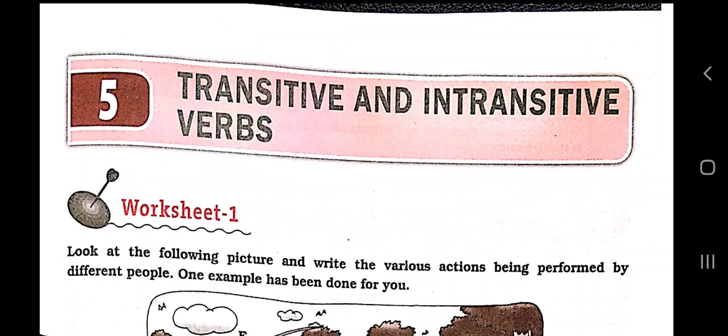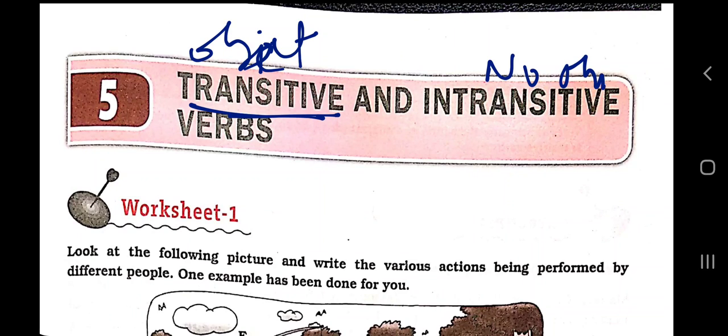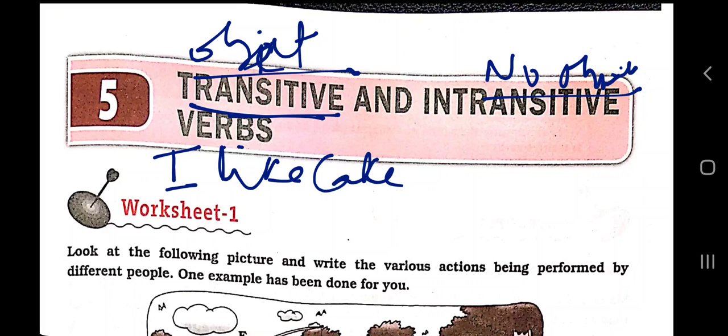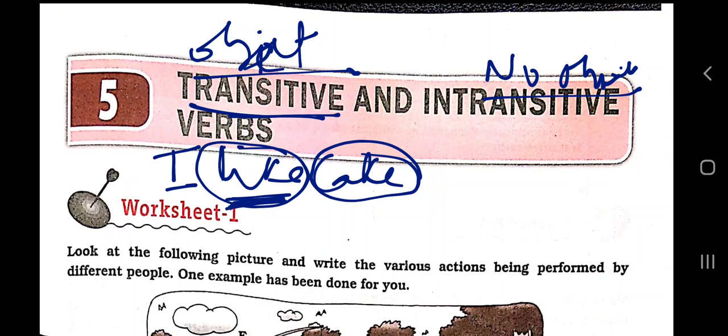And before that, let's do one example of a transitive verb. As it is said, there is a requirement of an object. There is an object in the sentence, whereas in the other there is no object. Now what do you understand by object? The object receives the action of the verb. Suppose I write, I like cake. The action is on the cake, so it is a transitive verb. This is the transitive verb, and this is the object.